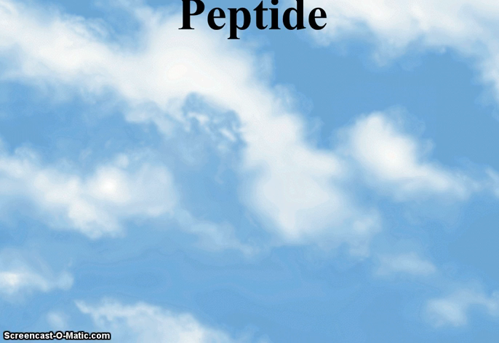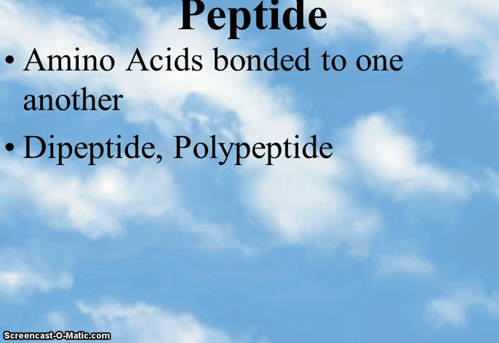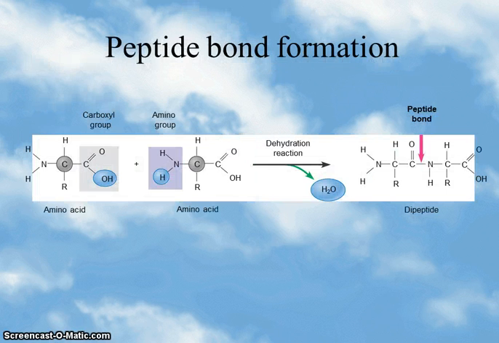Now when we look at how amino acids bond together to form proteins, we call the collection of amino acids a peptide. So when amino acids are bonded to one another, we have a peptide. We can have dipeptides when 2 amino acids are bonded together, and we can have polypeptides when many amino acids are bonded together.